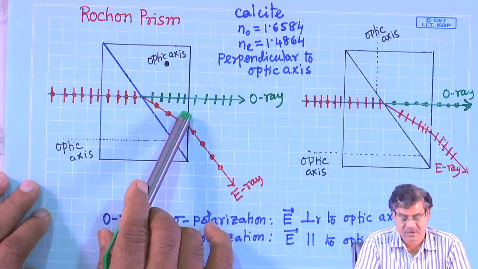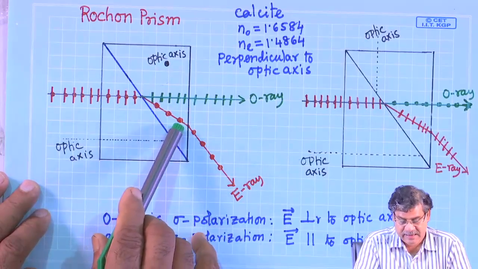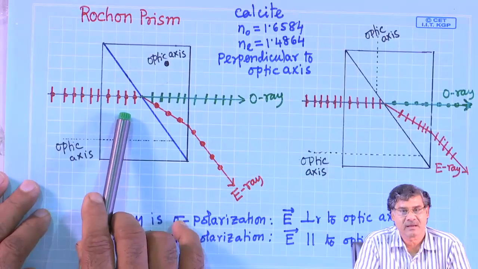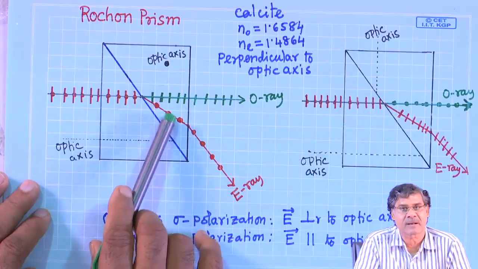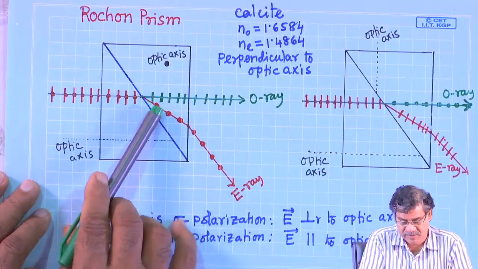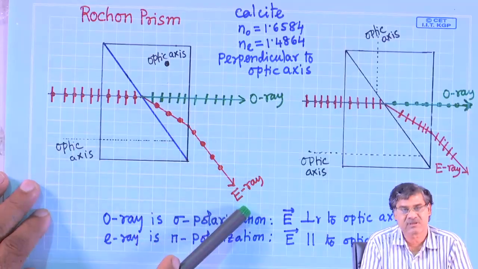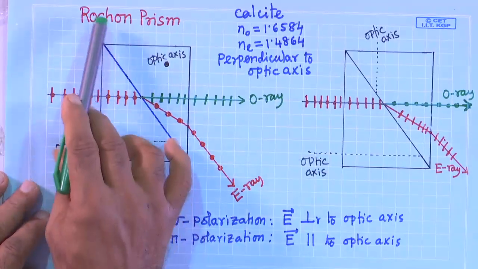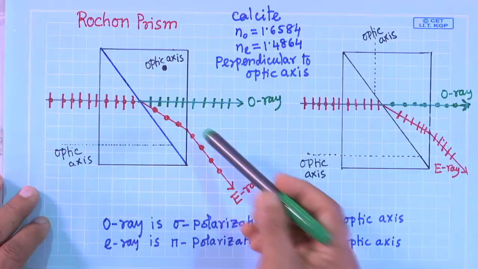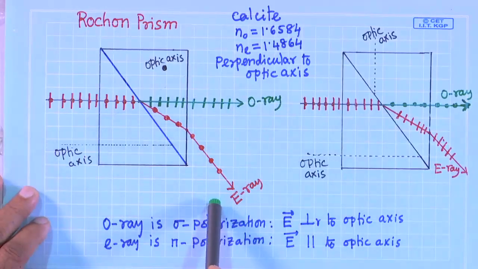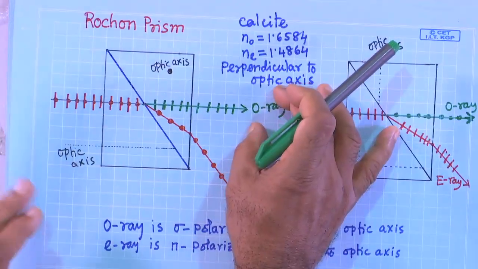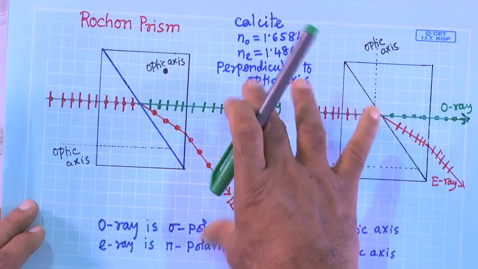will be refracted here, because for the E ray, along the optics axis and perpendicular to the optics axis, the refractive indices are different. So, it will be refracted along this direction, and it will move this way. Okay. So, the Rochon prism is used to separate the O ray and E ray. Actually, this separation is huge. So, you can polarize the light, and you can catch only one light. Especially, it is a huge separation.